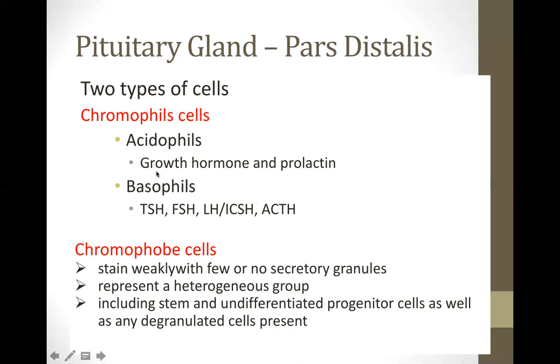Okay? So in your examination, if I ask you, these are the hormones being secreted by the acidophils: growth hormone and prolactin. For the basic dye or basophils, you have TSH or the thyroid stimulating hormone, the follicle stimulating hormone, the luteinizing hormone or ICSH or the interstitial cell stimulating hormone, and the ACTH or the adrenocorticotrophic hormone.